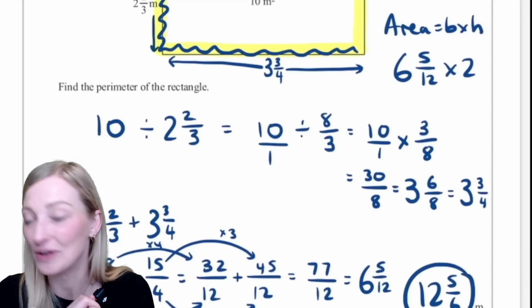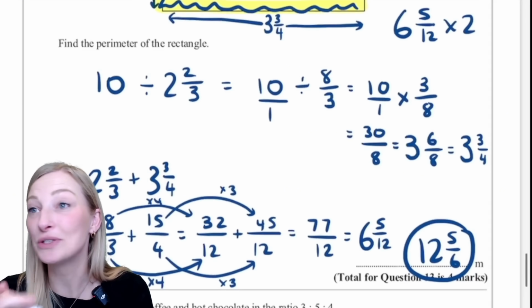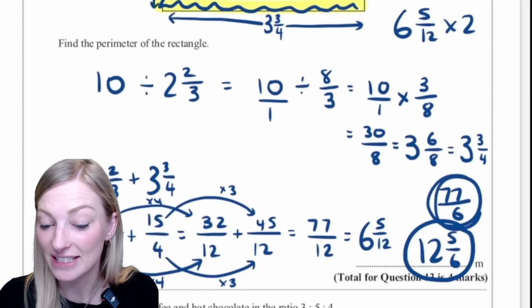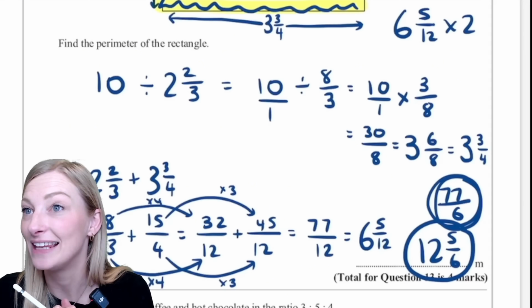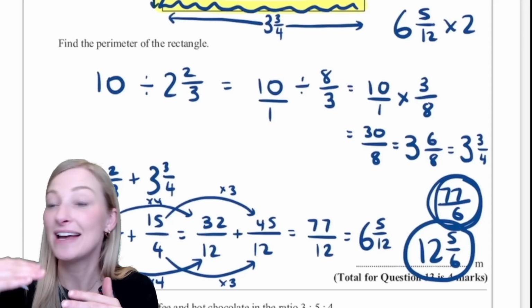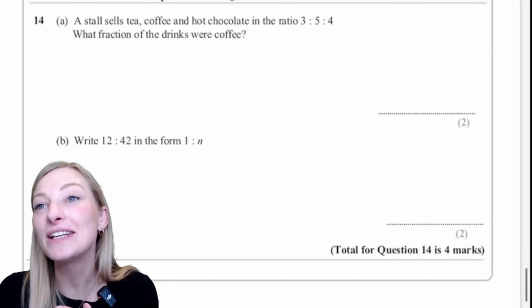Well done if you got that. Amazing. You might have also left it as an improper fraction, 77/6. So if you left it as 77/6, absolutely fine as well. It didn't say what to leave your answer as, so all good if you got either of those or any equivalent fraction to those. Question number 14.